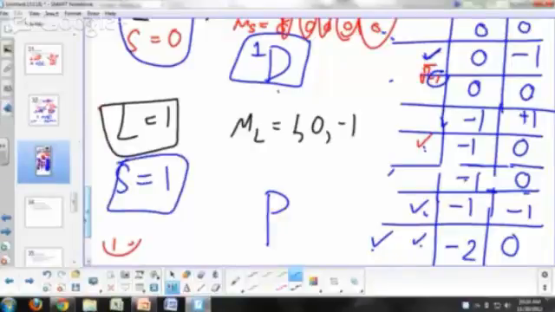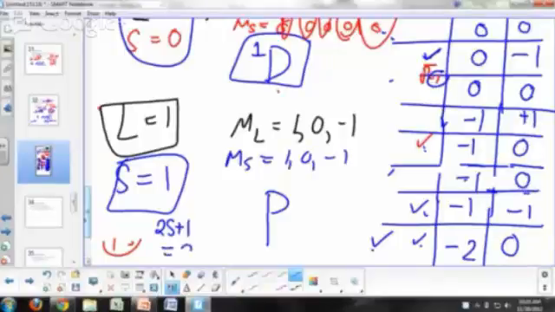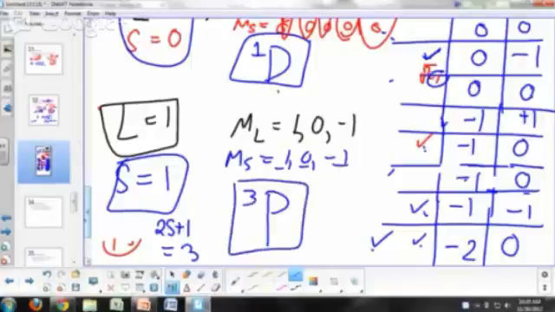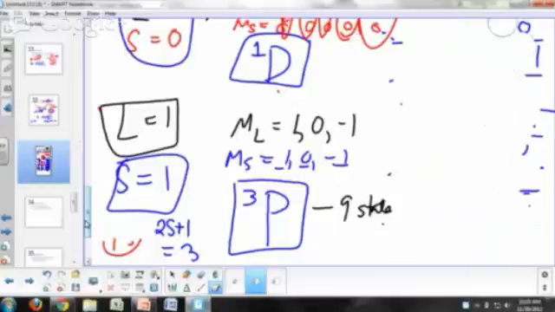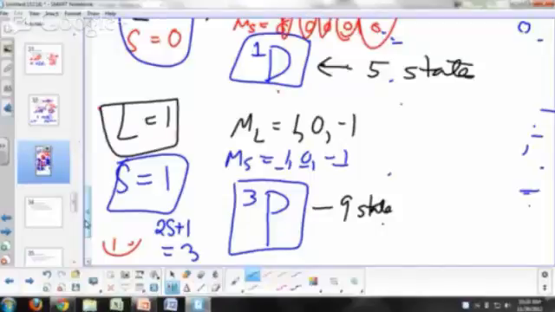This accounts for, what's our degeneracy then? M sub S would be 1, 0, -1. What's our multiplicity? 2s plus 1 is equal to 3. The degeneracy is multiplied by 3 because of the spin, so you have a triplet P term. How many quantum states does this account for? 3 times 3, this accounts for 9 states, right? So let's get rid of all of these now. So that's 9 states. Your singlet D accounts for 5 states. So what are those 9 states?